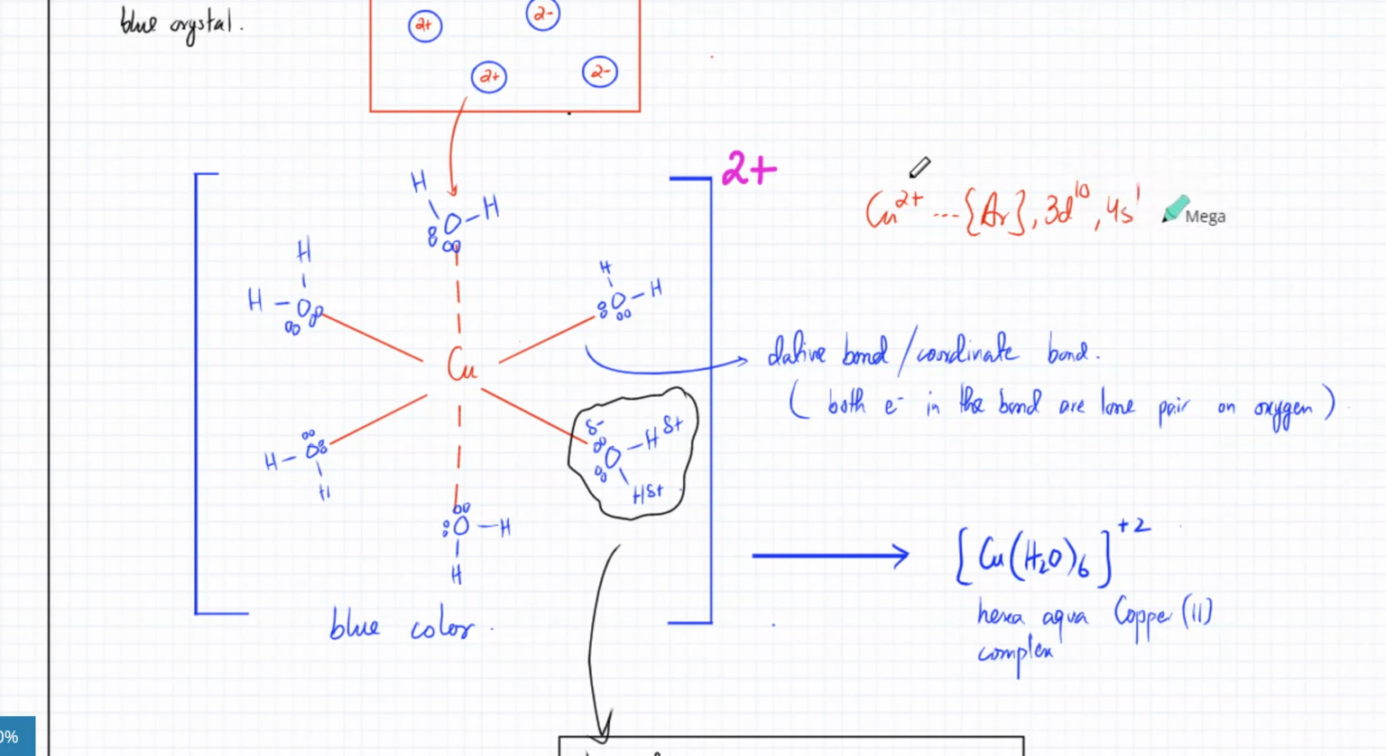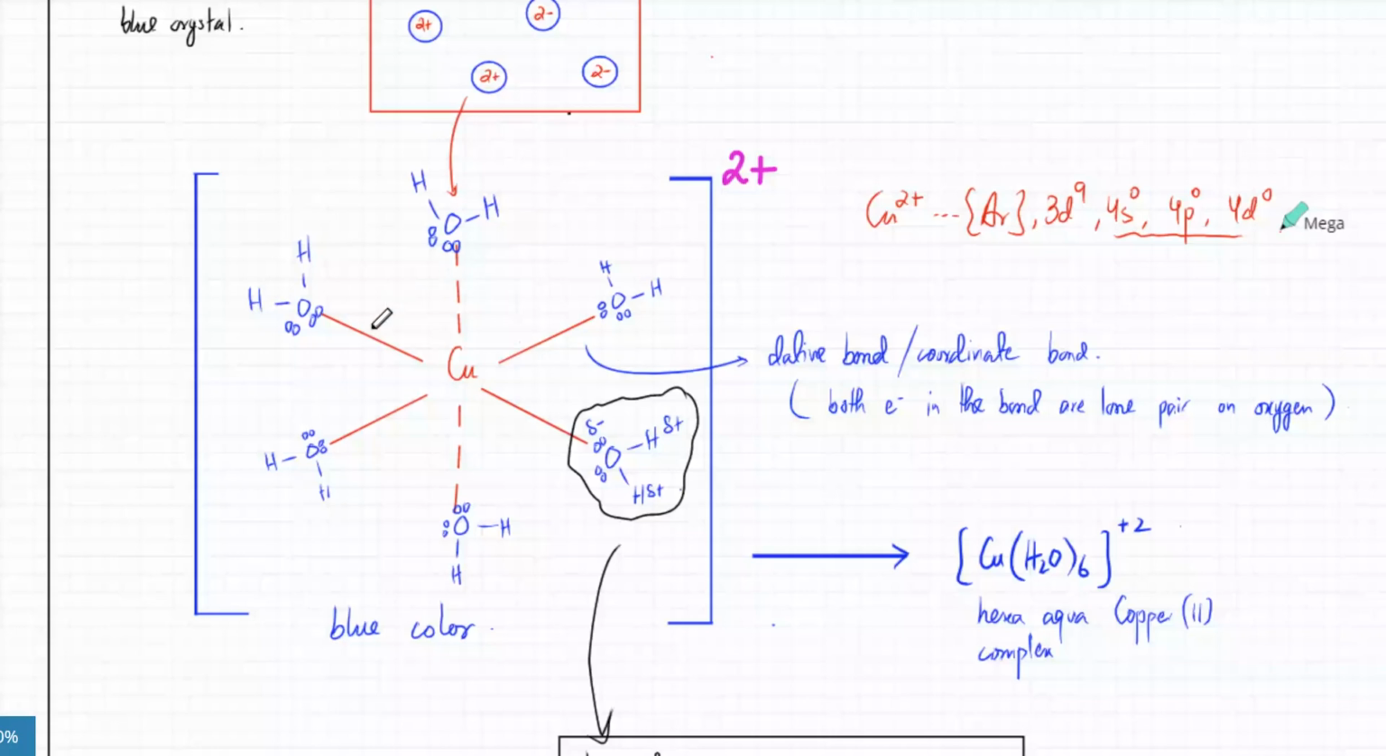So when copper 2+ is formed, the 4s is gone, so there are 0 electrons here, and the 3d now has 9 electrons. So the outer shell is completely empty. The outer shell has the 4p subshell, which is also completely empty, and the 4d subshell. So the outer shell is completely empty, which is why it can form dative bonds. The copper 2+ ion attracts all these lone pairs, which it will because it's got a 2+ charge. Remember, it's the outer empty shell that is involved in dative bonding.